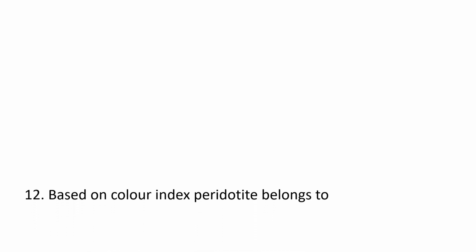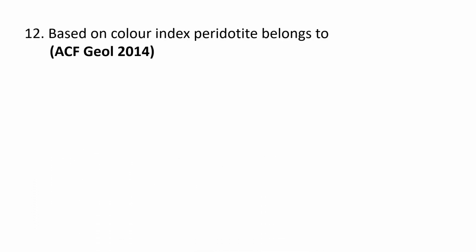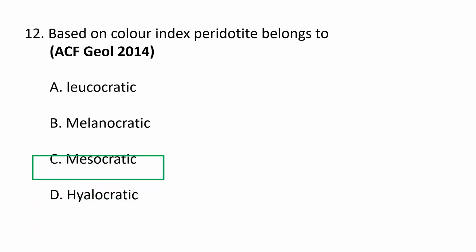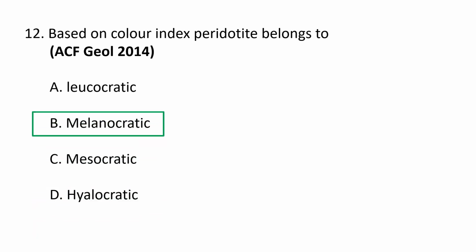Next question. Based on the color index, peridotite belongs to: A. Leucocratic, B. Melanocratic, C. Mesocratic, and D. Hyalocratic. Based on the color index, that means dark color, that is melanocratic. Peridotite is the ultimate source of all chromium ore and naturally occurring diamonds, and of nearly all crystal asbestos also. So based on the color index, peridotite belongs to melanocratic.